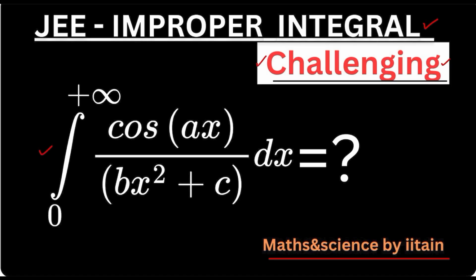The question is, find the integral from 0 to infinity of cos ax by bx square plus c dx. Everything arbitrarily I have taken by my intuition. This is the integral we have to solve, which I gave you in the last lecture as a homework. It's a challenging problem. It takes 2 or 3 minutes with the residue theorem, but when you go for the alternate procedures, it will take a lot of time.